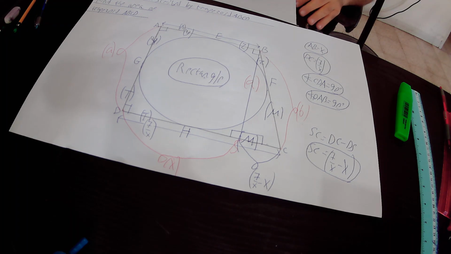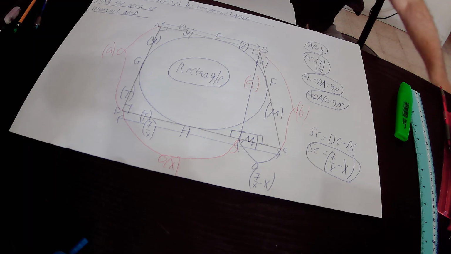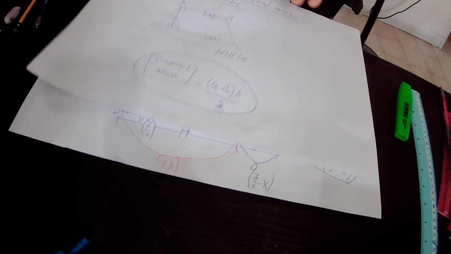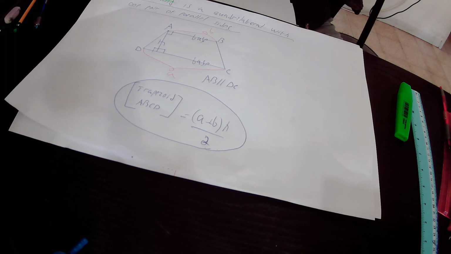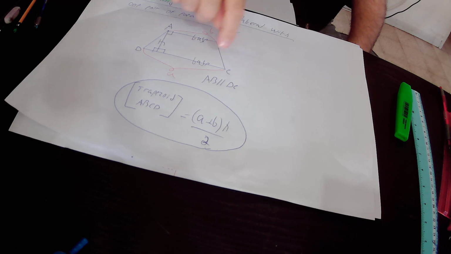So first of all, what is a trapezoid? A trapezoid is a quadrilateral with one pair of parallel sides. This is quadrilateral ABCD, and because side AB is parallel to side DC, this quadrilateral ABCD is defined as a trapezoid. So this is trapezoid ABCD.